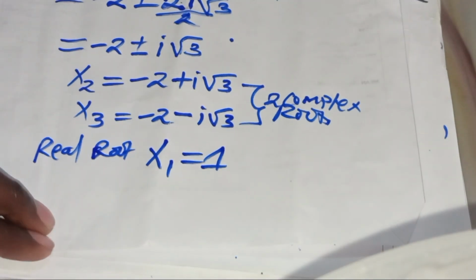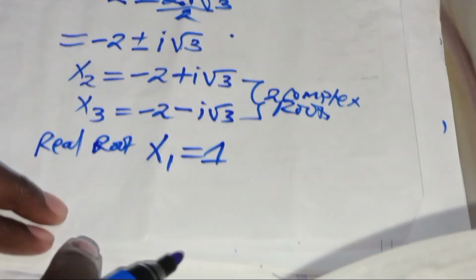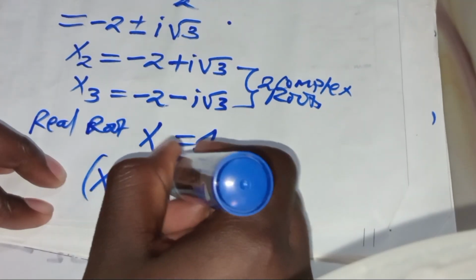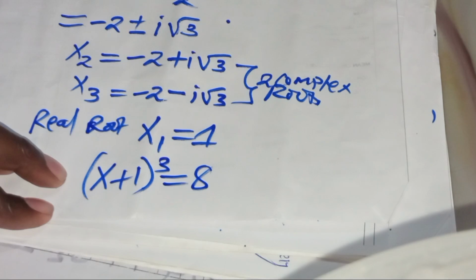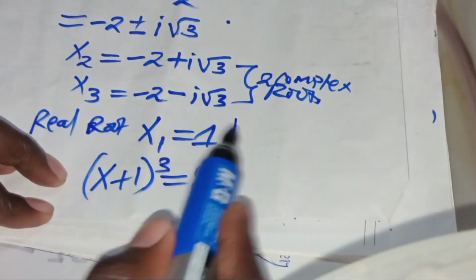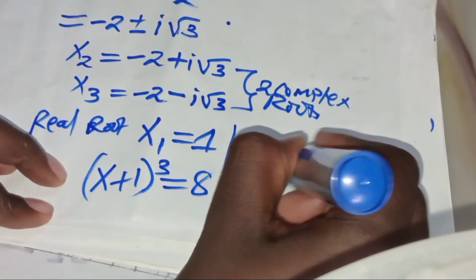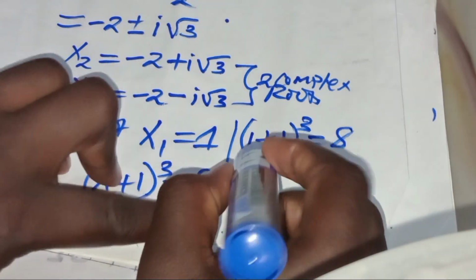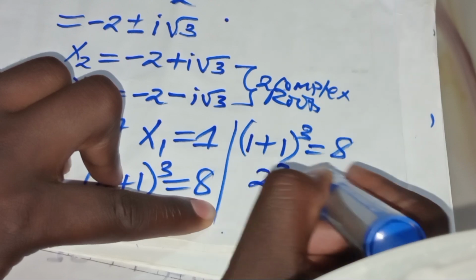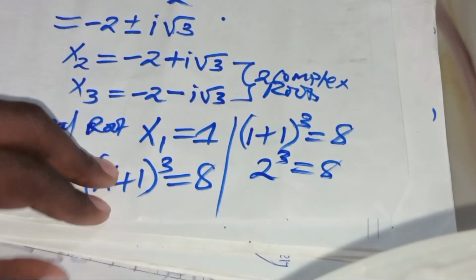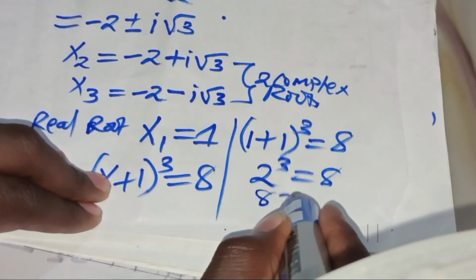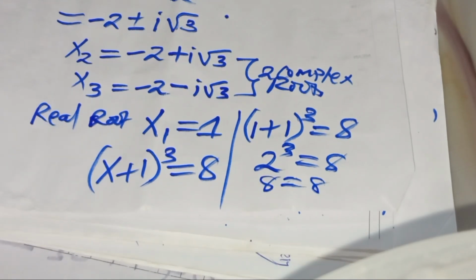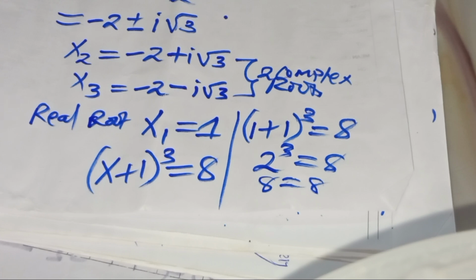So let's substitute the value of x1 back into the equation. If you recall, we started at (x + 1)^3, which should give us a value of 8. So substituting the value of x, which is 1, we have (1 + 1)^3, which is 2^3. This should give us a value of 8. And it's true that 2^3 is 8. That means the left-hand side is equal to the right-hand side. And therefore, for this algebra problem, we have got 3 solutions.